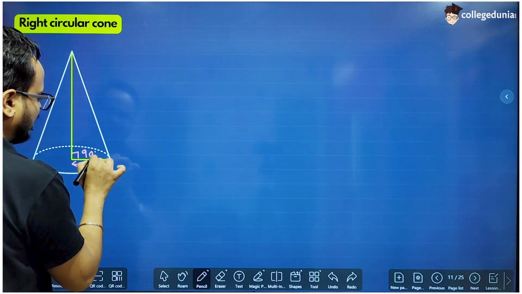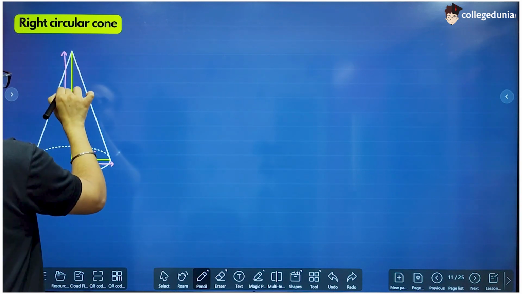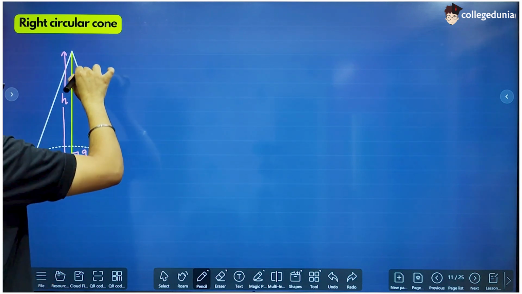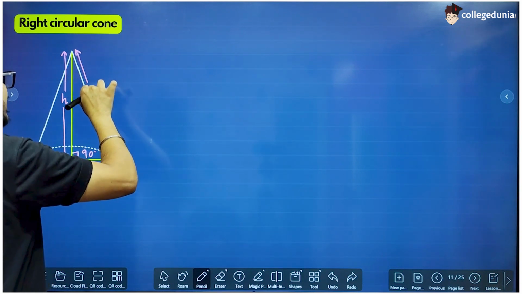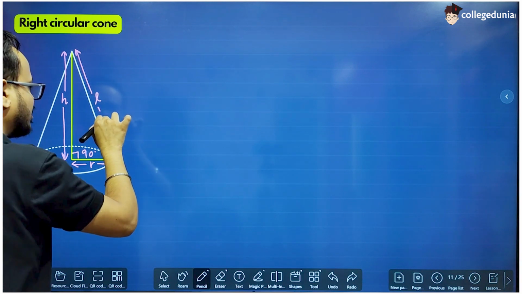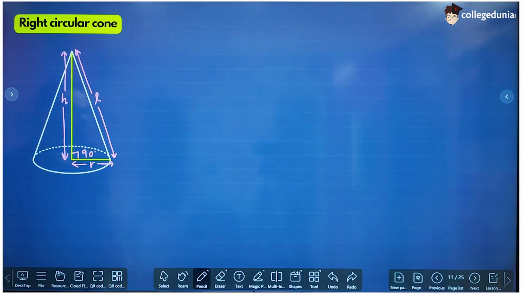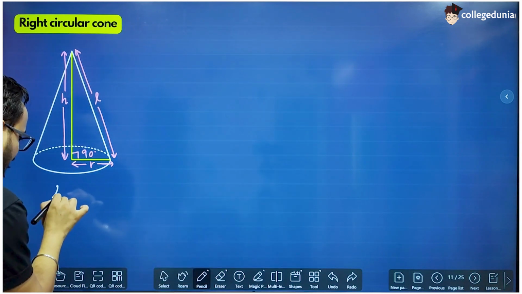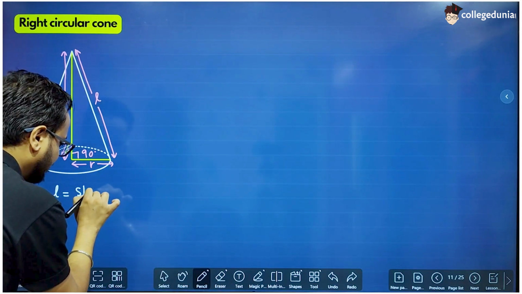Let's take the radius as r. Let's take the height as h, and there is another parameter which is called the slant height, the height which is measured along the curved part of this cone, that is called slant height. This l is called slant height.